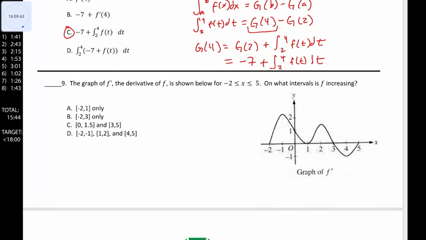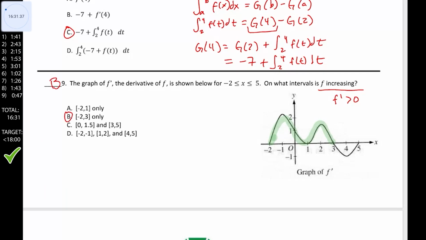So number 9 says the graph of f prime is shown below between -2 and 5. On what intervals is f increasing? If f is increasing, that means f prime is positive. In other words, f prime needs to be above the x-axis, and we can see it's above the x-axis between -2 and 3, and that's it. So our answer is B.